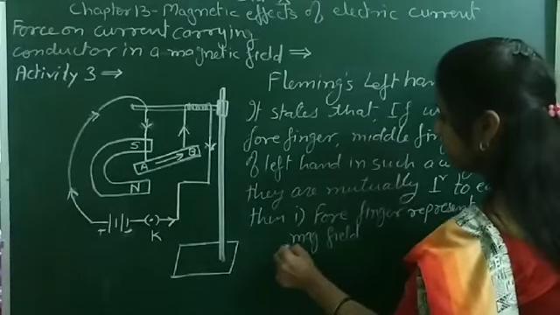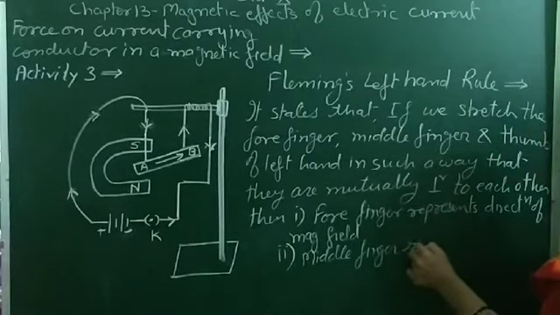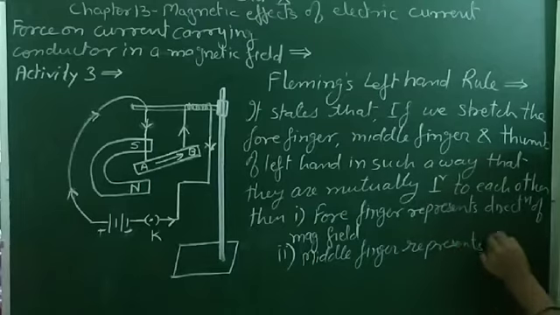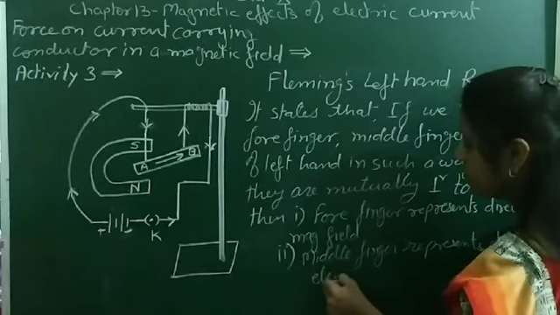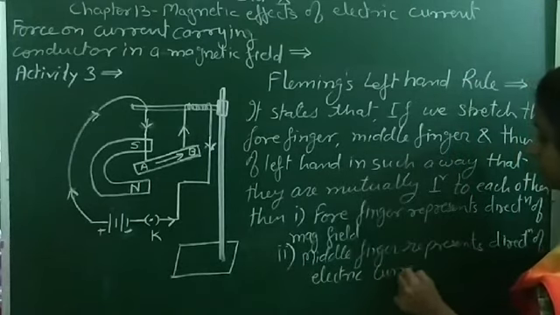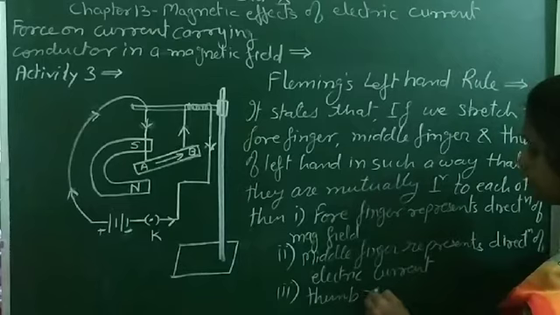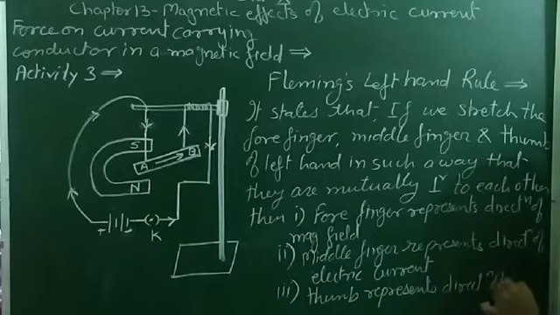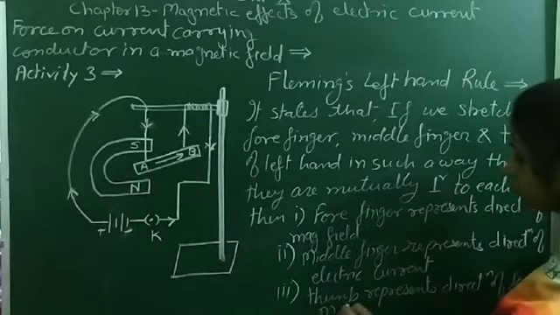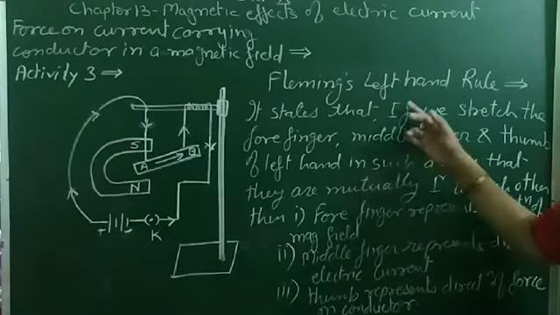magnetic field. Second, middle finger represents direction of electric current, and third, thumb represents direction of force on conductor. So this is Fleming left hand rule.